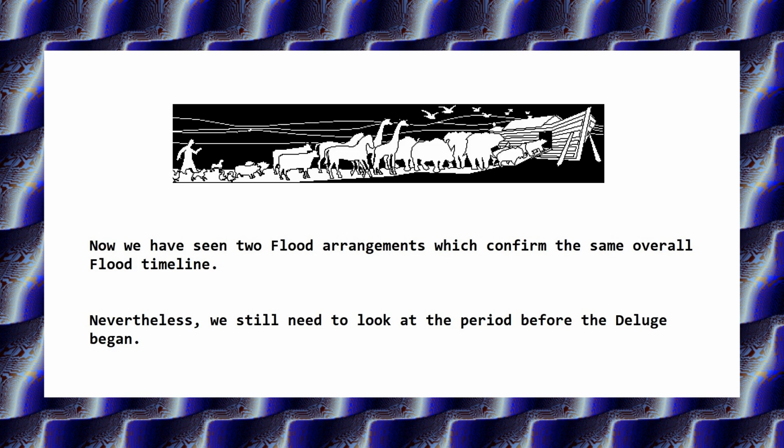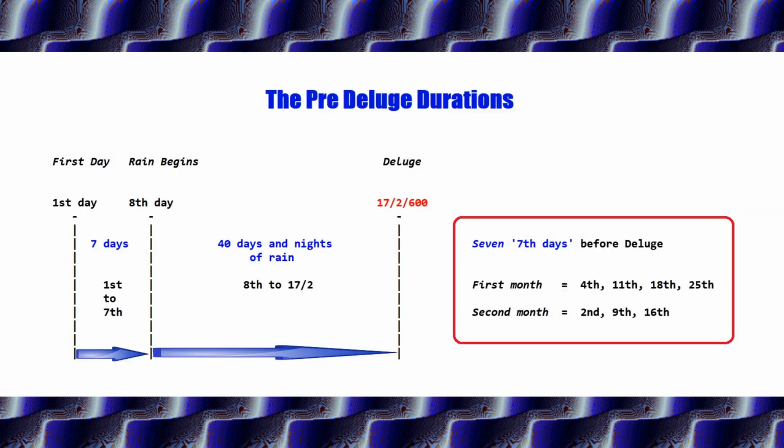Now we have seen 2 flood arrangements which confirm the same overall flood timeline. Nevertheless, we still need to look at the period before the deluge began. There remains 2 references to 40 days. Both of these mention 40 days and 40 nights. They also only mention rain.